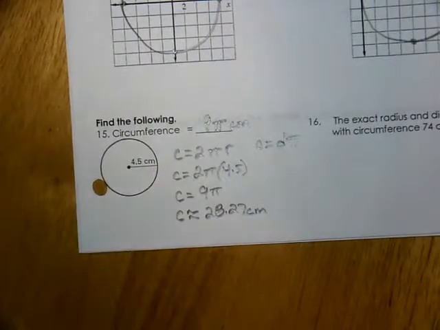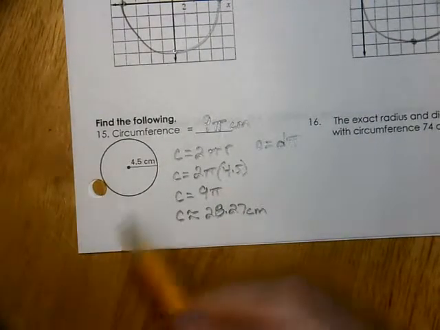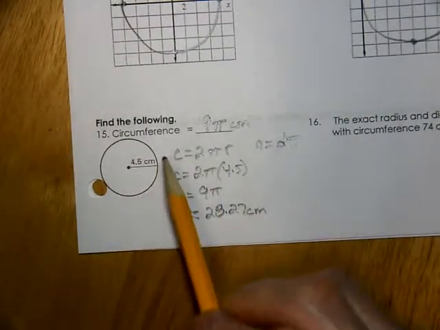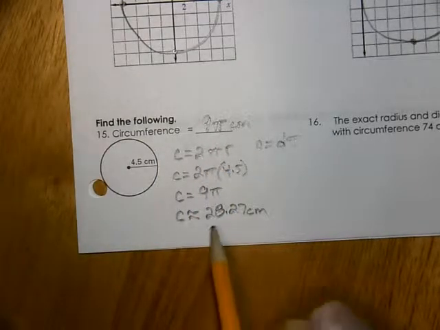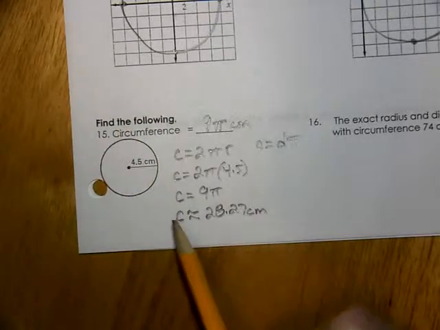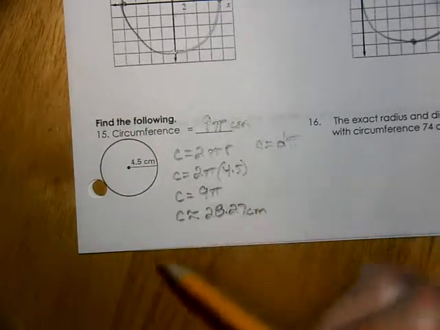But 9 pi would be considered our exact answer. You got to read your directions. Sometimes they ask for the exact, sometimes they ask for a rounded value. They didn't indicate it here, so I provided both.